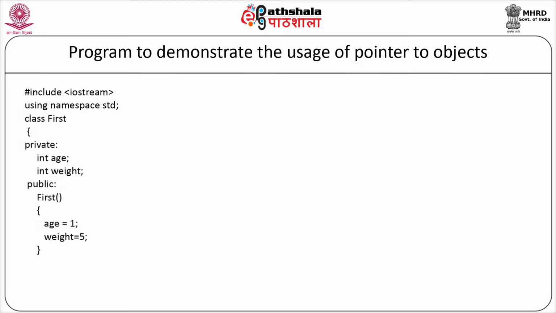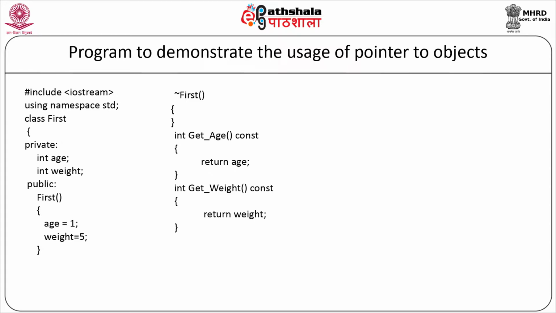In private we are going to declare two data members, int age, int weight. In the public section we are going to declare the constructor, destructor, getAge as a member function, getWeight as a member function and setAge as a member function. So we will start writing our member functions. First the constructor First, age equal to 1, weight equal to 5, the destructor which will be an empty destructor, then the member function int getAge const, where it is just going to return the age, int getWeight const, which is a member function which is going to return the weight, void setAge(int a), age is equal to a. Our class will end here.